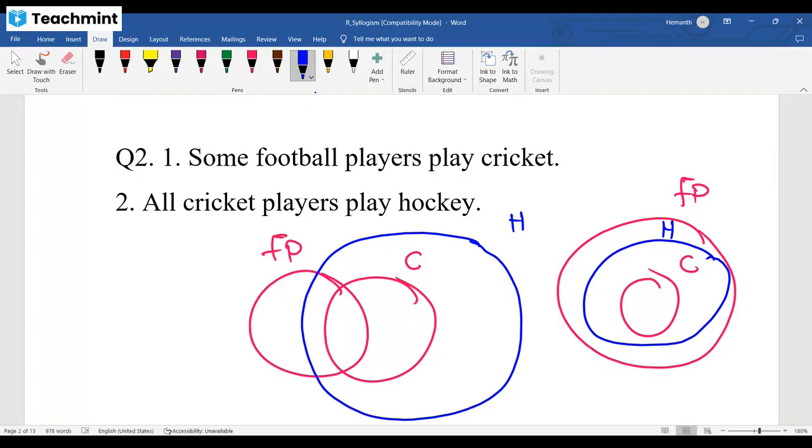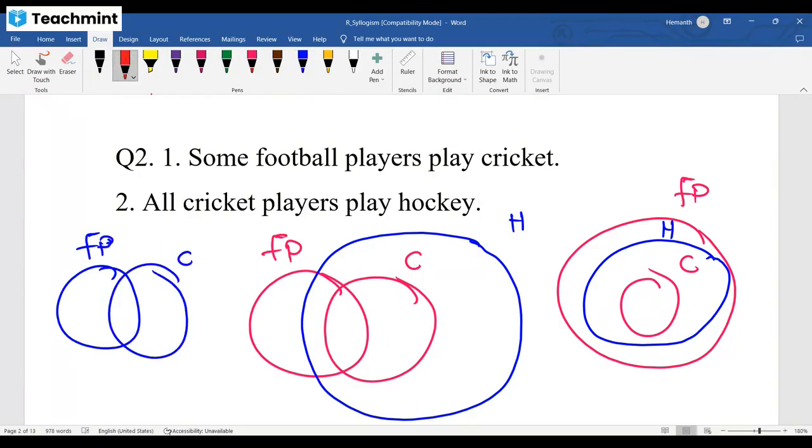So what are the other chances? See, the other chance is: some football players play cricket, all cricket players play hockey. I can draw like this also. Is my statement satisfied or not? Whether entire football is inside or outside, that's not the job. Your job is to satisfy the statements. See all three diagrams: some football players play cricket, yes, in all three diagrams that's correct. Next one, all cricket players play hockey, yes, that's also correct. You can draw one more diagram like this.